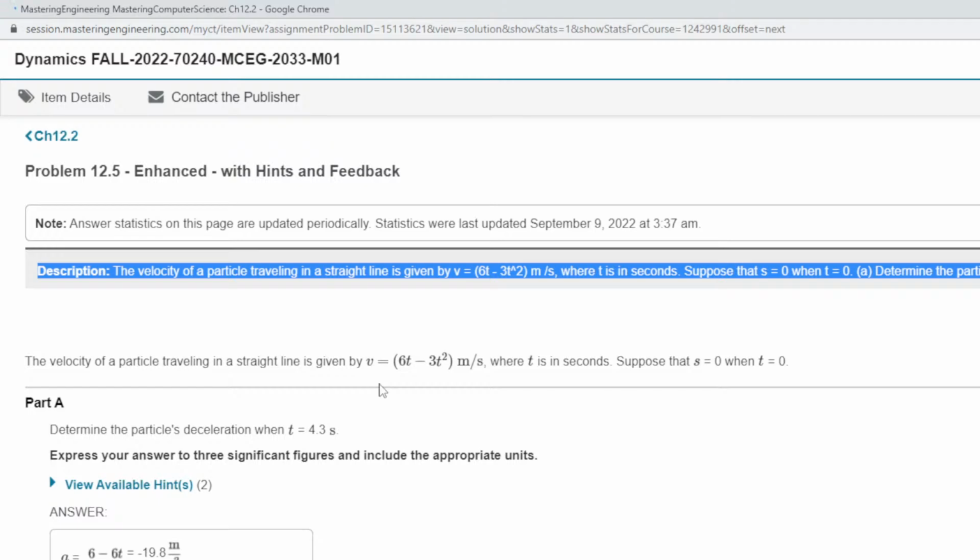Now, it's kind of a tricky question, because if you're asking for a deceleration, you're assuming that it's negative. So the answer you may want is a positive, I don't know. We should take the derivative, and then he wanted to know it at 4.3 seconds. So let me look at the hint and see what he says there.